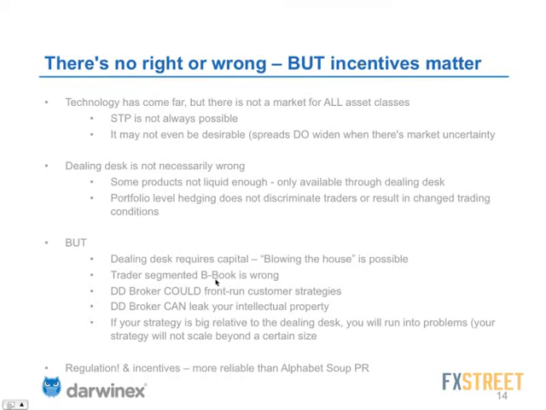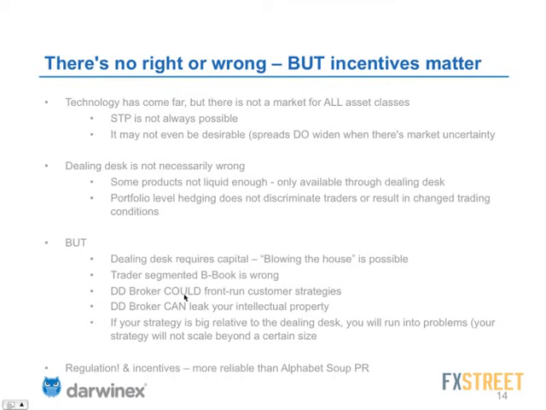Why the trader segmented B book is wrong, I explained already. And there are things that you should be very, very, very careful with. This is where intellectual property comes in. So let's say you are a very good trader who's making money systematically on your strategy, but actually you have very little money of your own pocket.